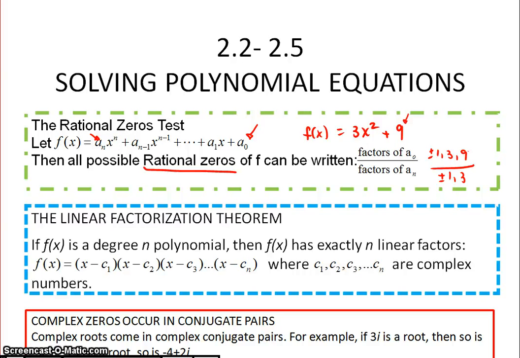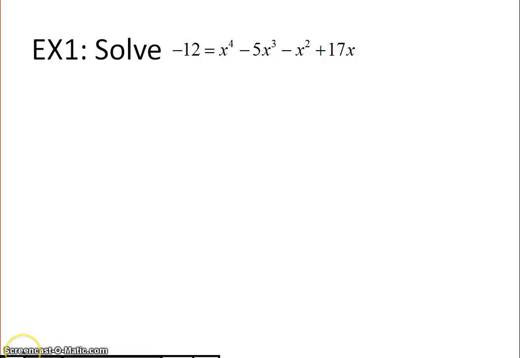So let's go ahead and go through some examples. Okay, so the first step to solving any polynomial equation is setting it equal to 0. So I'm going to add 12 to the other side. Oops, that's minus x squared plus 17x, and then I have a plus 12. So if I apply the rational zeros test, then I take all factors of 12, and I can get my list of possible rational zeros.